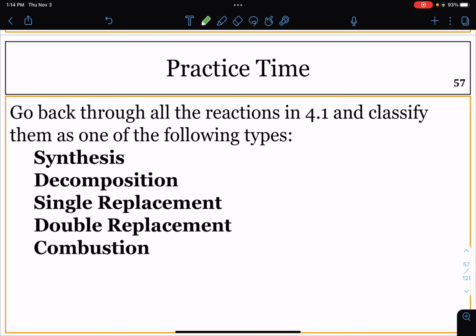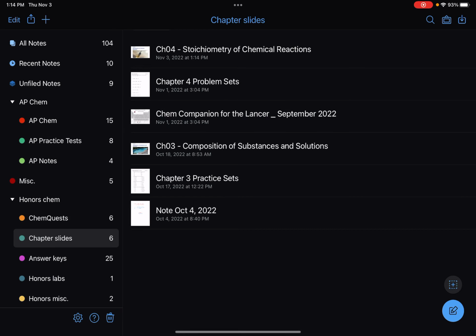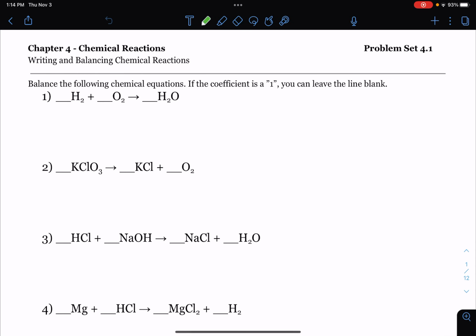Now you can go back through all of the chemical reactions in 4.1 that you needed to balance for that practice problem set, and now you can classify each one as one of these 5 types of reactions. So here's problem set 4.1. Even if you haven't balanced it yet, you can go ahead and classify this first one.